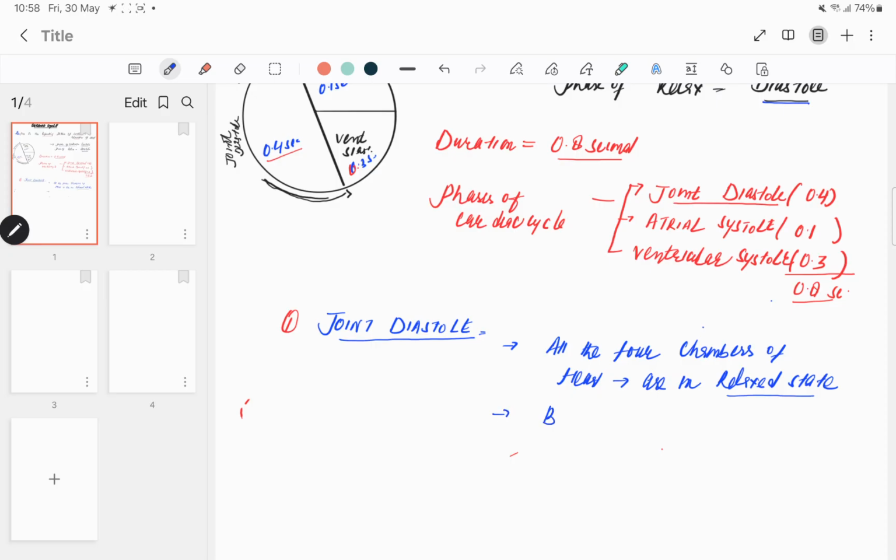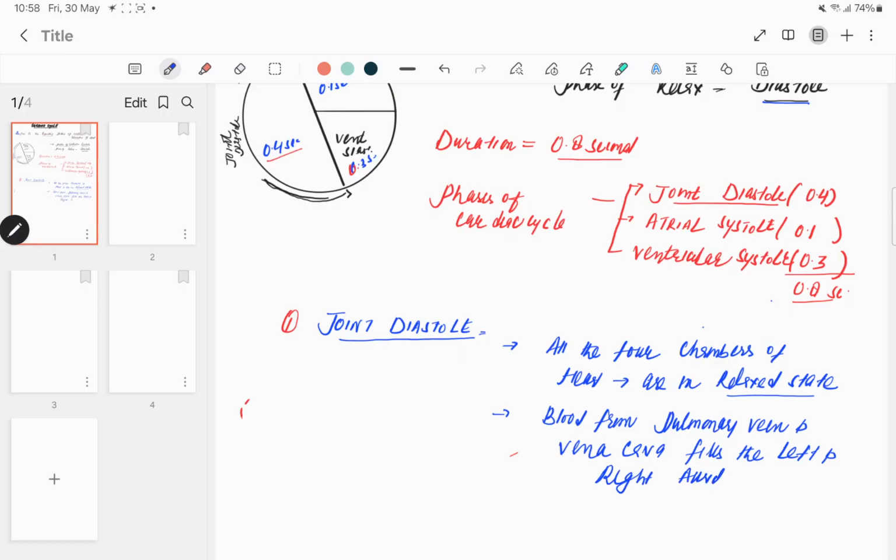Second, blood from the pulmonary vein and vena cava fills the left and right auricles.